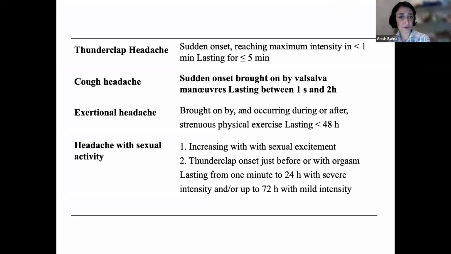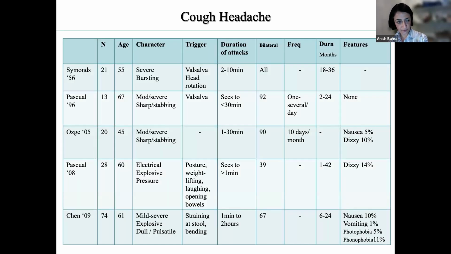So then I'm going to go to cough headache. This is headache brought on by any sort of Valsalva maneuver, lasting between a second to 2 hours. I'll go through where that's come from. This is what I was talking about: despite the fact this has a much higher prevalence, which we'll see is about 1% with all of these compared to cluster, because they occur in self-limiting bouts, often you'll see them and then they're gone after several months, and they don't come back again. They might come back, but they're not problematic in the majority in the longer term.